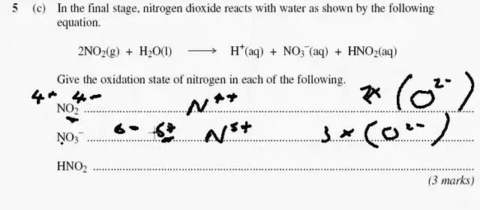5 positives. Because again, if we had 6 positives, we would end up with 6 minuses on the oxygens, cancelled out completely. Okay, this one looks a bit trickier, but it's not. It's just a little bit longer.